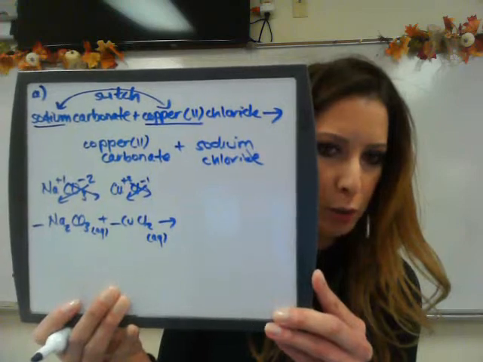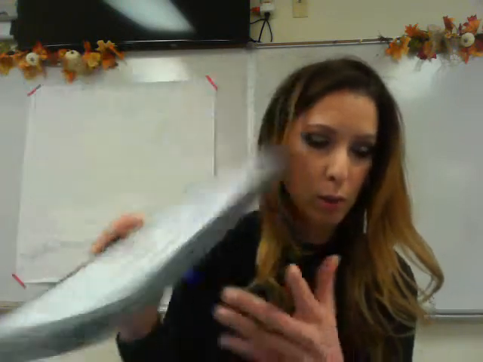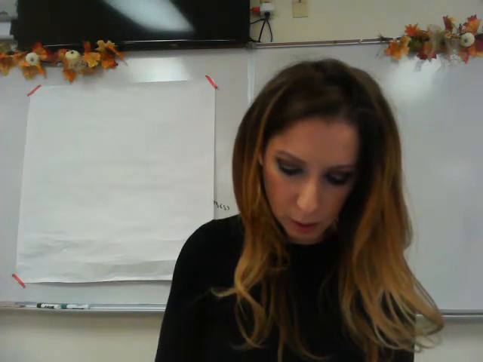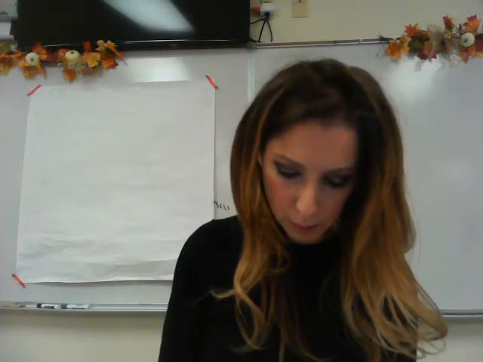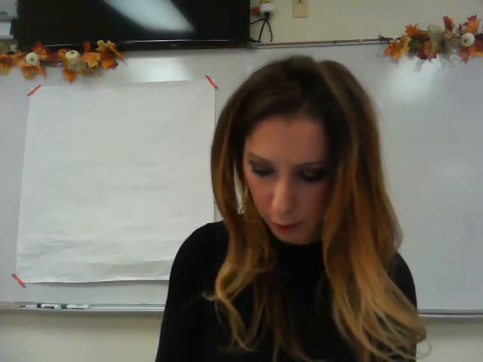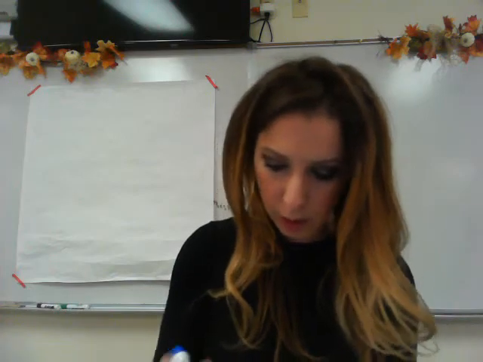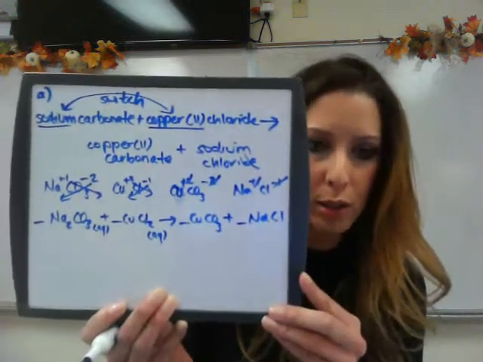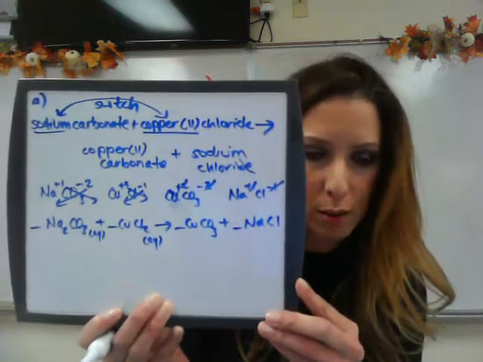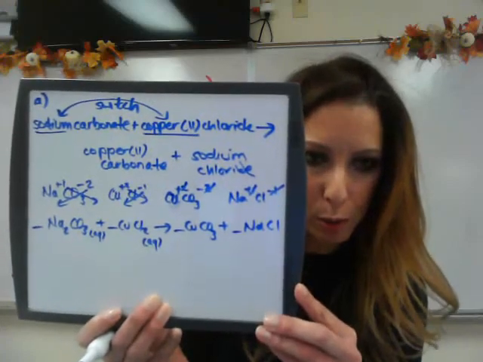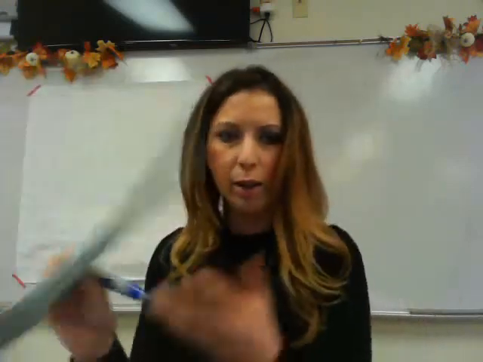Then I have copper 2 carbonate. That's Cu plus 2, CO3 minus 2. The numbers in the charges are going to cancel, and you're going to get CuCO3, and then sodium chloride is Na plus 1, Cl minus 1. The numbers in the charges are the same, so they cancel, and you end up with NaCl. Now what you have to do is look at the solubility rules and predict whether the products are soluble or insoluble, and then you're going to write in your states of matter.